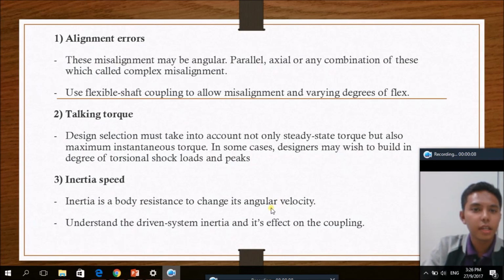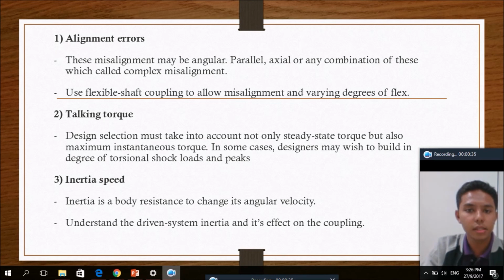Next, how to prevent failure. First, alignment errors. This misalignment may be angular, parallel, axial, or any combination of these, which is called complex misalignment. Use flexible shaft couplings to allow misalignment and varying degrees of flex. Second, torque. Design selection must take into account not only steady state torque but also maximum instantaneous torque.